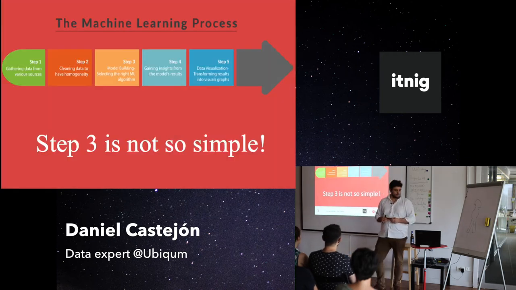So let's see how this so-called learning happens. So first we need data. This is, of course, something that we know. The data is like the food for the machine in order to learn. If you don't provide data, let's say instead of data, experience, to the machine, it will not learn.